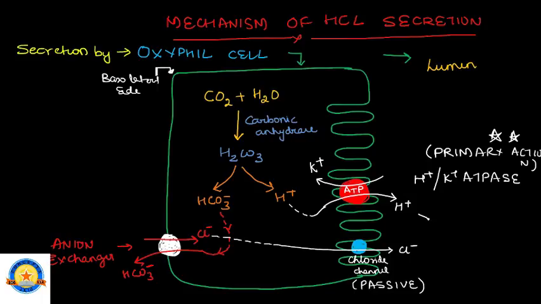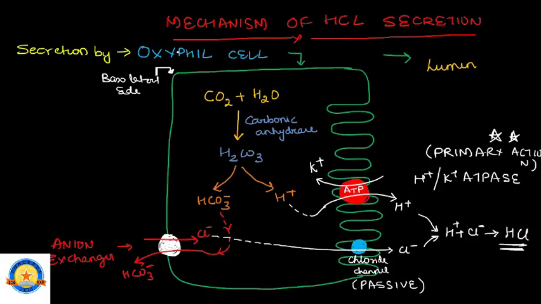Now we have H plus and Cl negative. H plus and Cl negative will form HCl. That is how HCl is produced. Did you get the point? Okay, again we will do it. From where is HCl secreted? It is from the oxyphil cells. Now, oxyphil cells are located where? In the gastric gland. We know that.